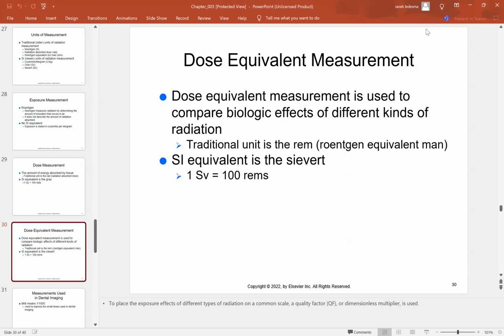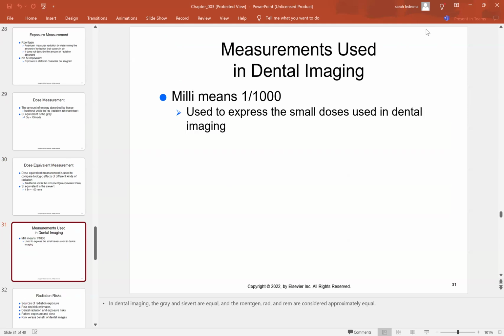Dose equivalent measurement is used to compare biologic effects of different kinds of radiation. The traditional unit is the rem. The SI equivalent is the sievert. 1 sievert equals 100 rem. Measurements used in dental imaging: milli means one-thousandth, used to express the small doses used in dental imaging.